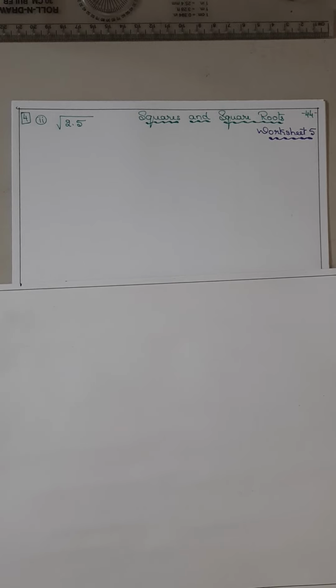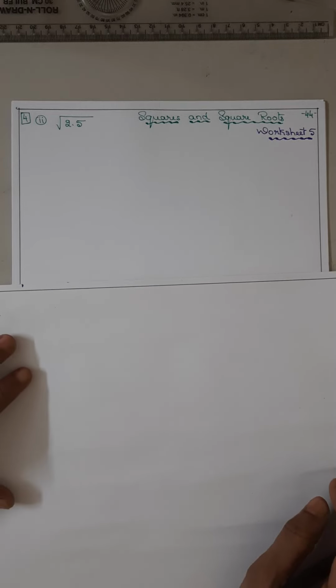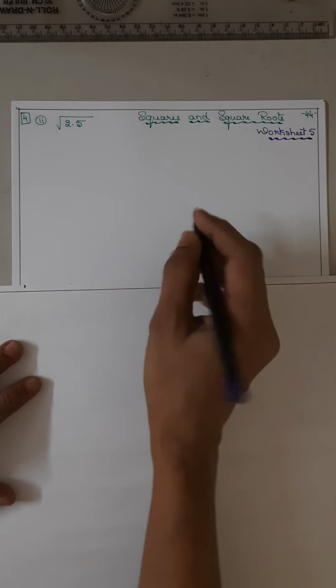We were discussing the lesson squares and square roots and we were in worksheet 5. Now coming to question number 4, subdivision second, the square root of 2.5. We have to find the answer in decimals up to 3 decimal places. Okay, so you know the method.